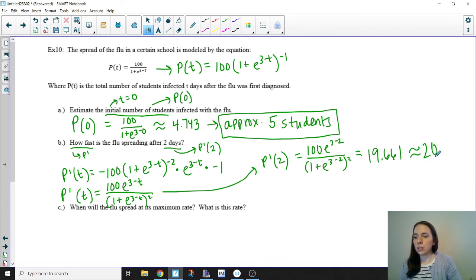And what's the units here? Well, it's number of students per day, right? Since P was defined as students infected, and we're doing the rate with respect to days, this is students per day. I just wrote dy. Students per day. There we go.